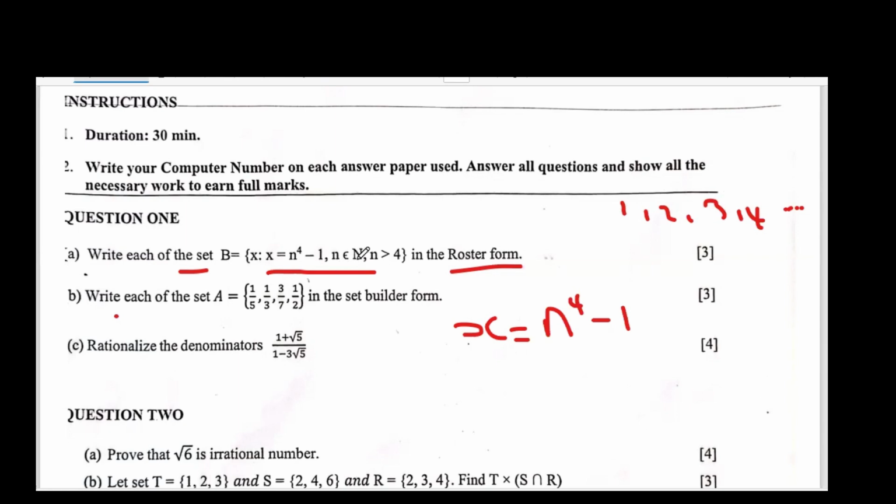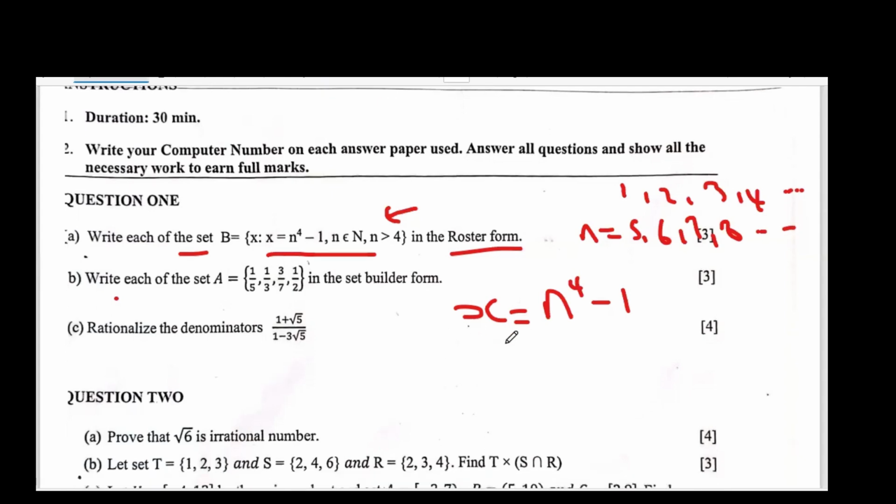So they're saying n is a natural number, and then this n is greater than 4. So it means in this set we're going to start our n at 5, and then we'll go to 6, 7, 8, just like that until infinity, right? So we can just find maybe 3 terms there, and then we put 3 dots to indicate that it's still going like that.